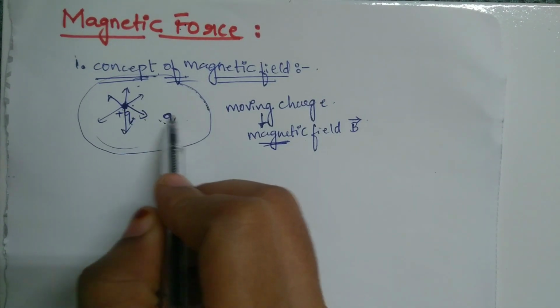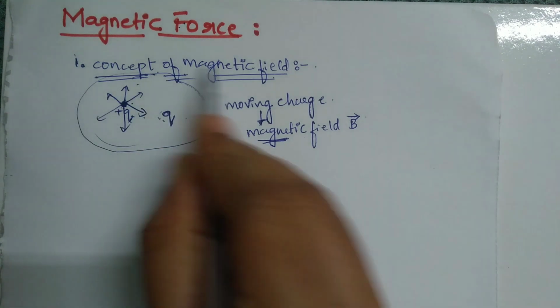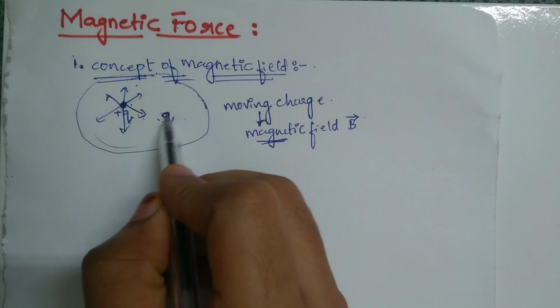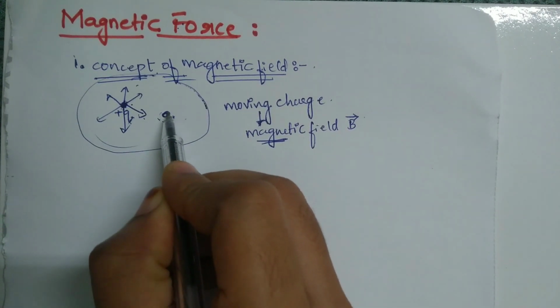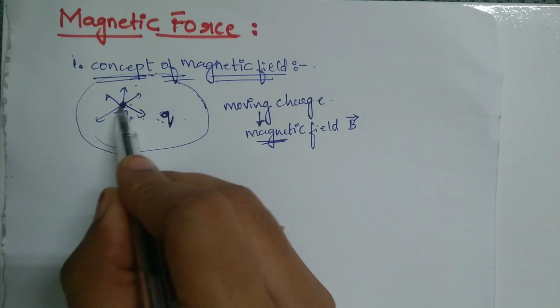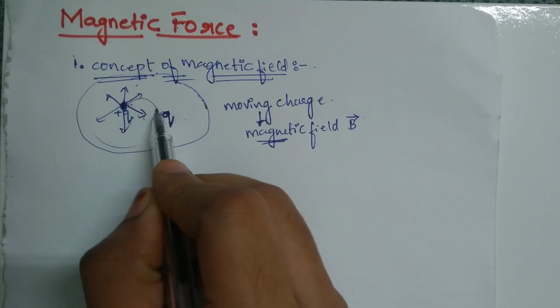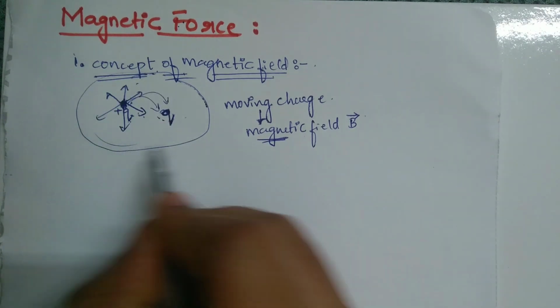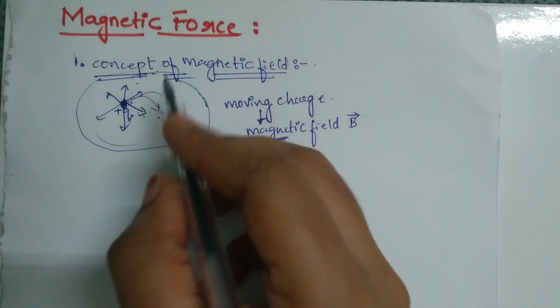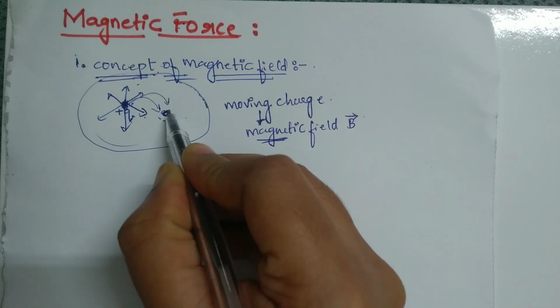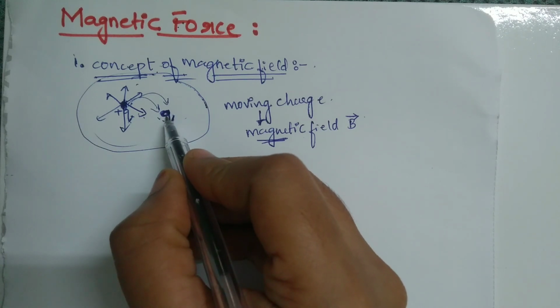If you place any charge in the field of this charge, then this charge will experience a force, right? Electric force. So this static charge will apply a certain amount of force on another charge within its boundary. Therefore even this charge will experience the electric field.